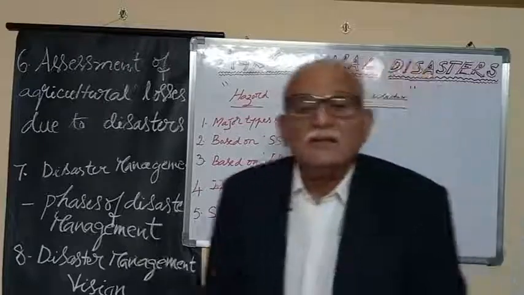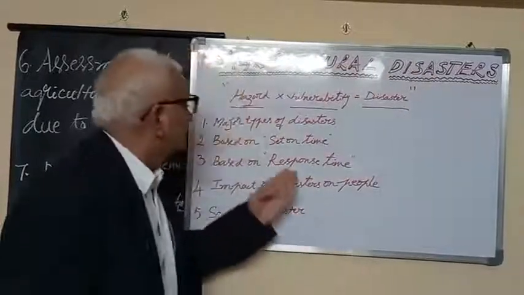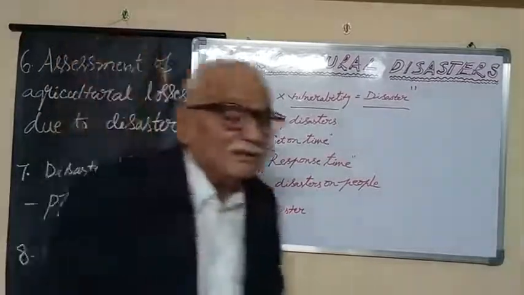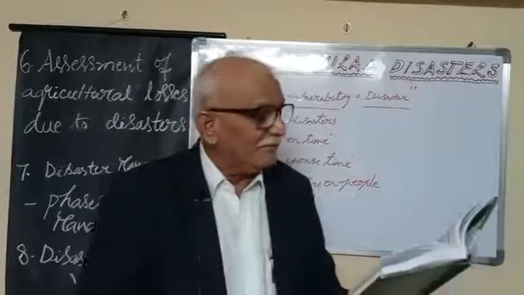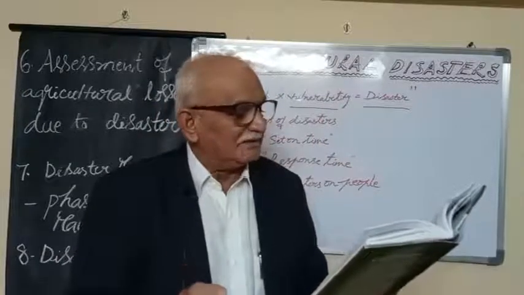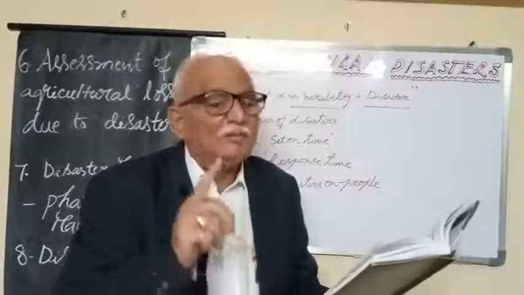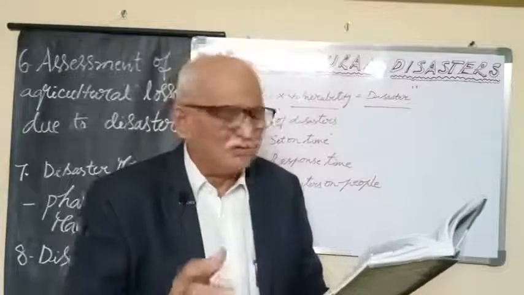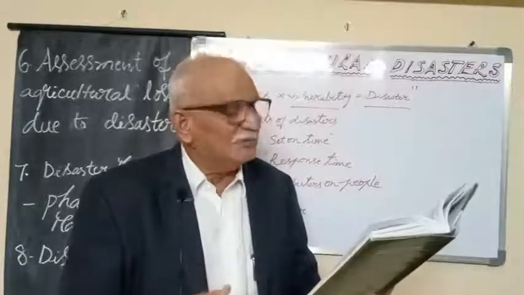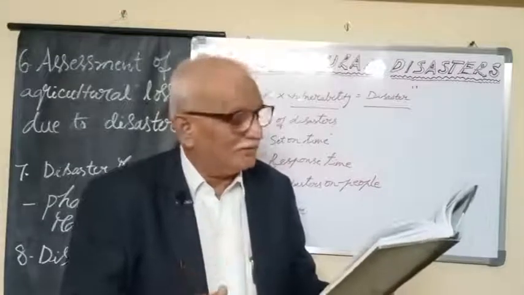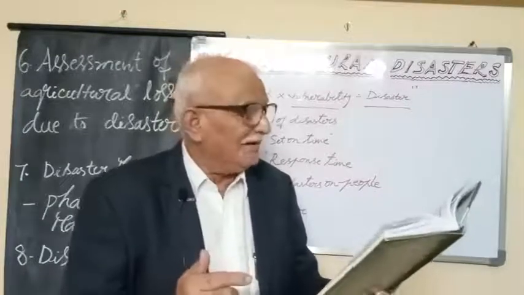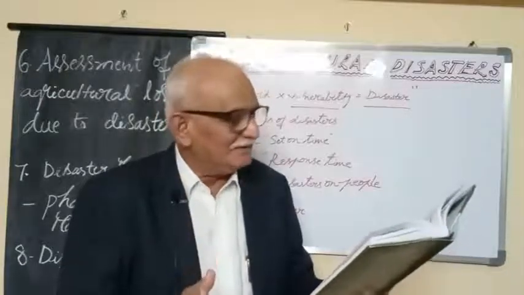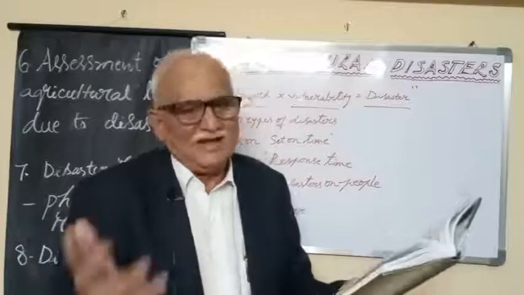Now, disasters based on two things: disasters based on onset time and disasters based on response time. Let us see the disasters based on onset time. Slow onset disasters, which are predictable: drought, famine and food shortage. Quick onset disasters which are predictable: cyclones, floods and typhoons. Quick onset disasters which are unpredictable: lightning, earthquakes, landslides, avalanches, etcetera.